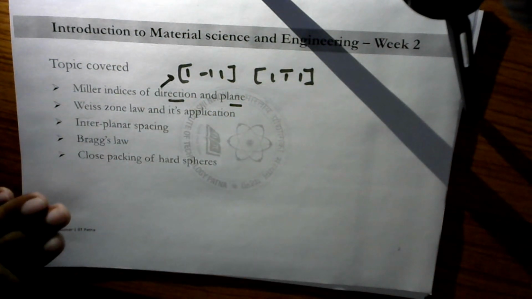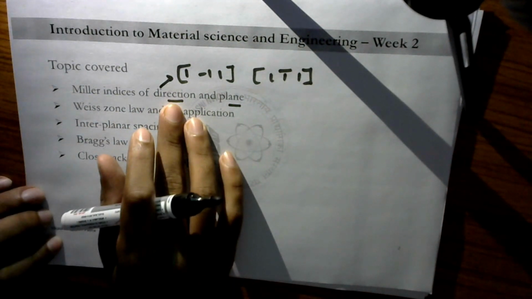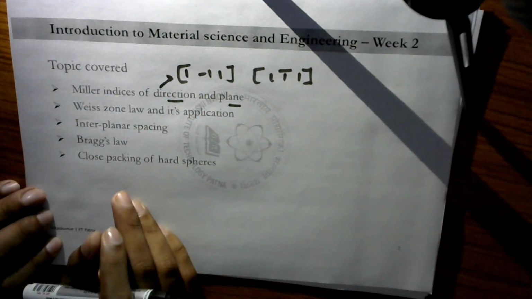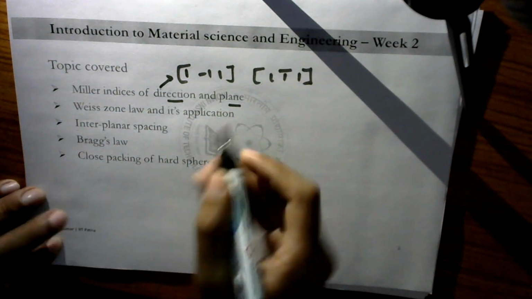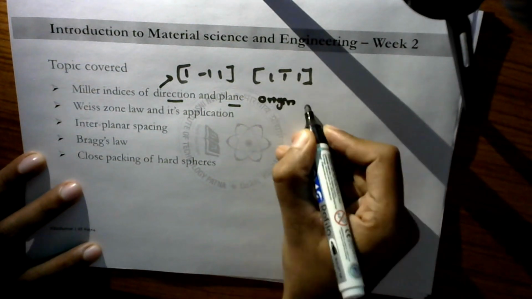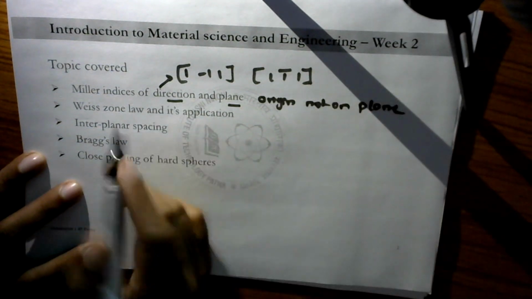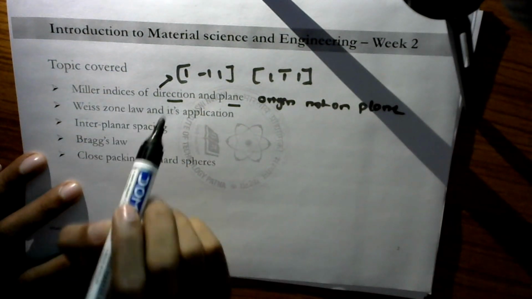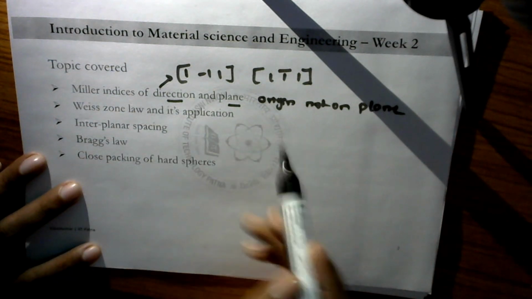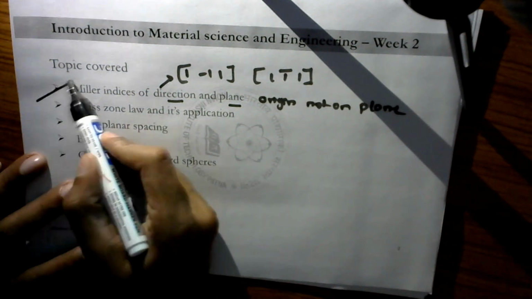In the second case, the plane, we saw that for the direction we choose the origin onto the direction itself, while for the plane the origin should not be on the plane. For the direction, it must lie on the direction itself. So this is a major difference. And again, we have to take the reciprocal in the plane case, which was not supposed to be done in the direction. So we have discussed these things.